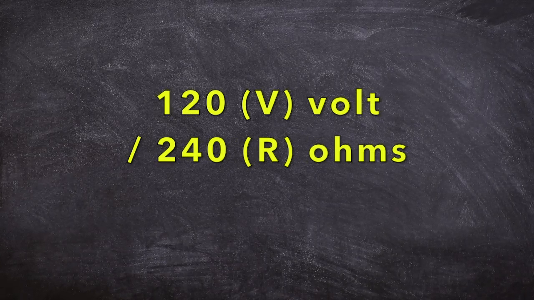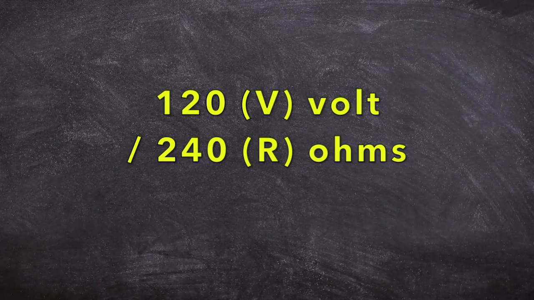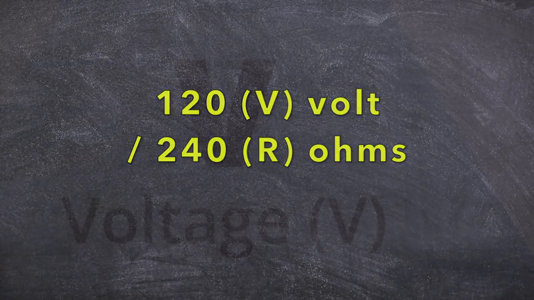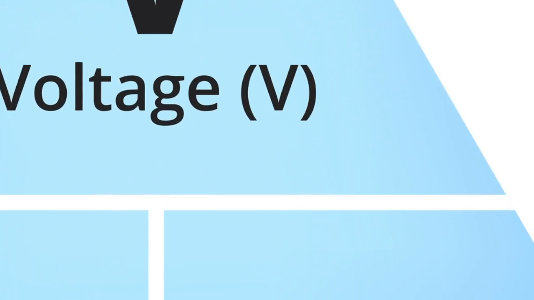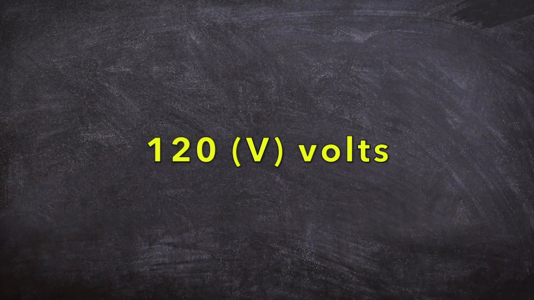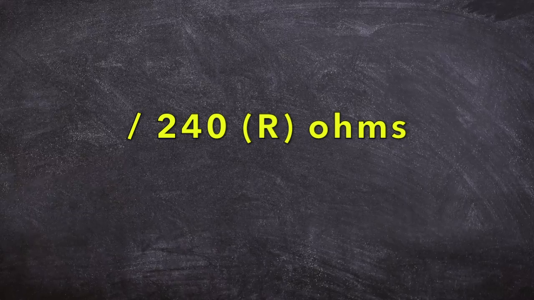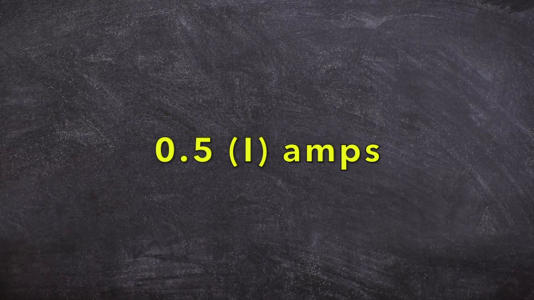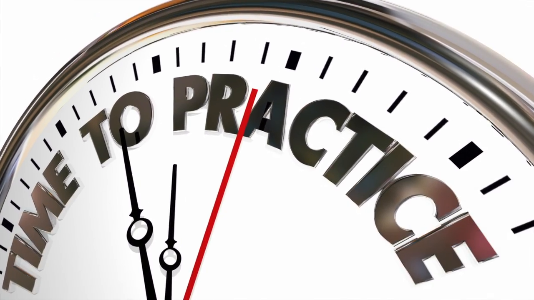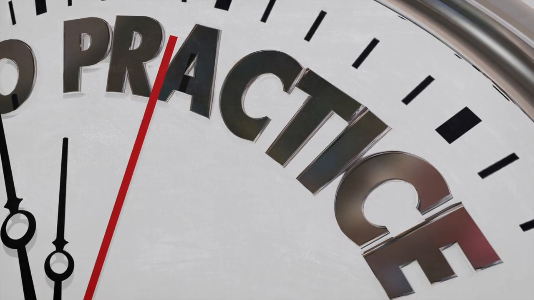If a 120 volt circuit has a light bulb that creates 240 ohms of resistance, what is the amps? Covering the I leaves V over R. 120 volts is divided by 240 ohms to get the answer of 0.5 amps. Practice solving the following problems.